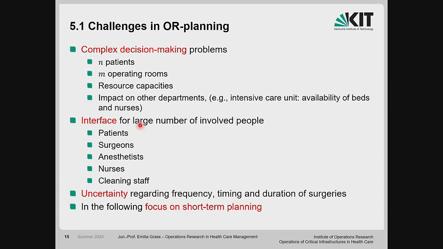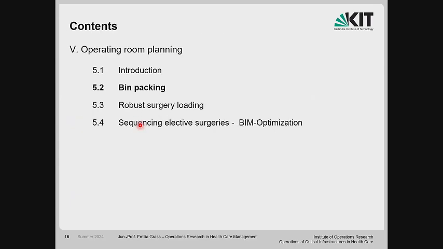So we will focus in the following on short-term planning. That means on a daily basis. And here we would like to use bin packing. Bin packing problems are pretty classic combinatorial optimization problems. They try to pack objects of different volumes and different weights into a finite number of bins. These bins have fixed capacities, and the goal is to minimize the number of bins.